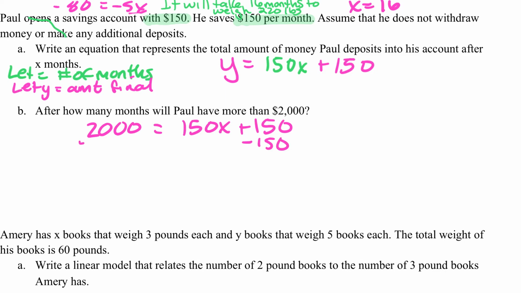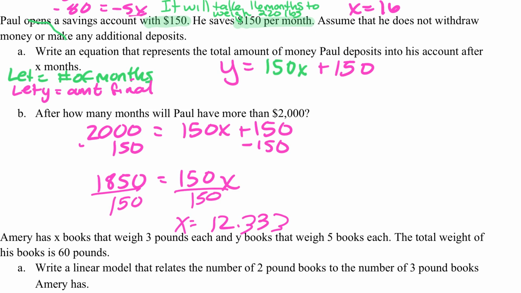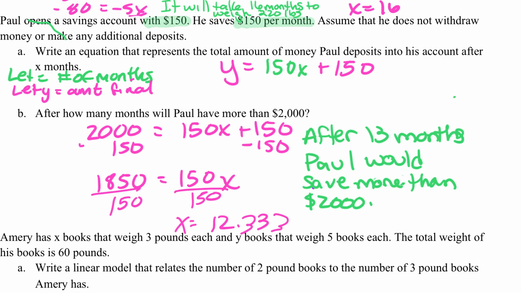Subtract 150. I get 1,850 is equal to 150x. If I divide each side by 150, I get x is equal to 12.333. But since it's asking about after how many months will Paul have more than $2,000, it's asking for a number of months, so not partial months. So it's going to be the complete sentence. A complete sentence would be, after 13 months, Paul would save more than $2,000.